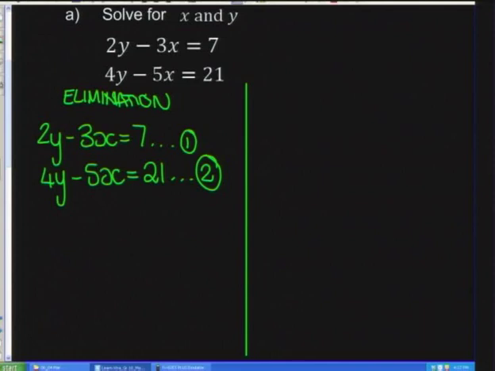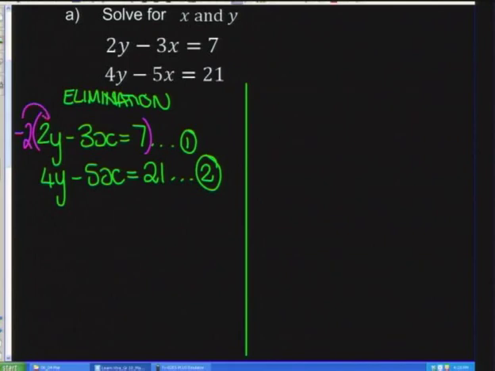Okay, let's look at our variables. I've got a 2y and I've got a 4y. Now, in order for them to cancel, one of them would have to be a positive 4y, and the other would have to be a negative 4y. Okay, so therefore, what would I have to multiply this 2y by to get it to be negative 4y? I'd have to multiply it by a -2. All right? So let's show you over here.